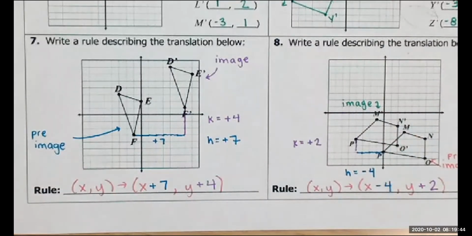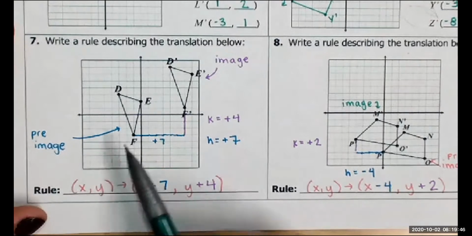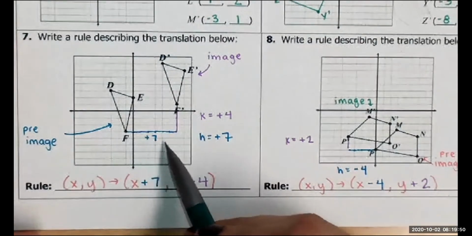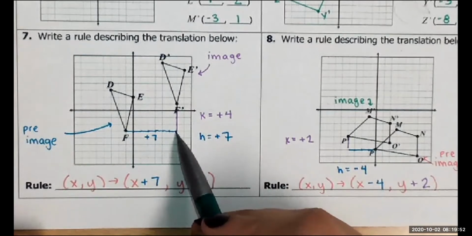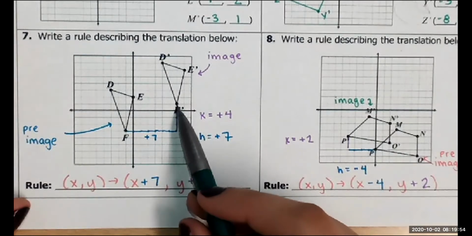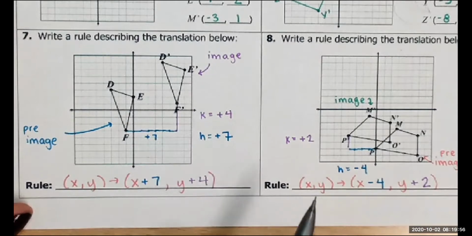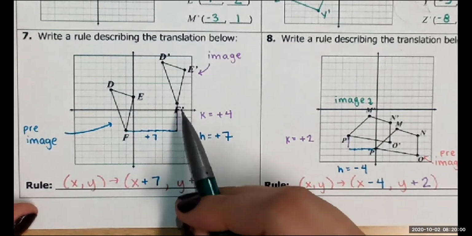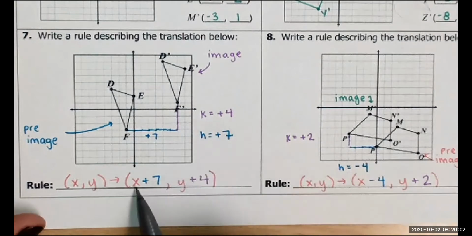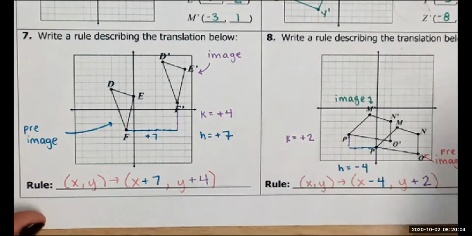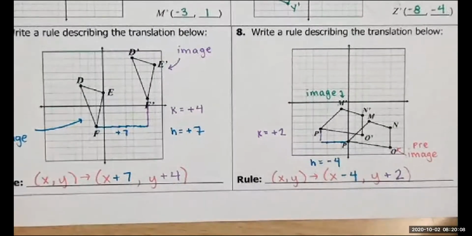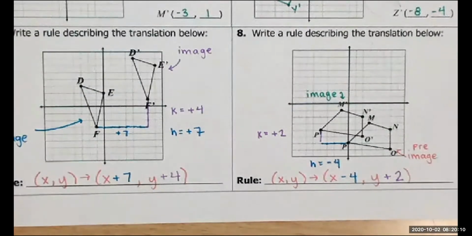So that's when you can look at your graph and count. Okay, how many am I going left or right? Okay, I'm going right 7, and I'm going up 4. So right 7, that's adding 7 to the number, and up 4 is adding 4 to the number, giving you x plus 7, y plus 4. So take a look at those and see what's going on there as well.